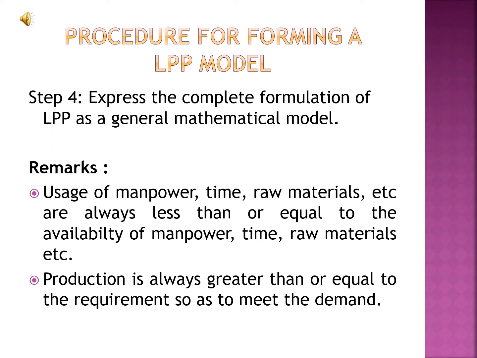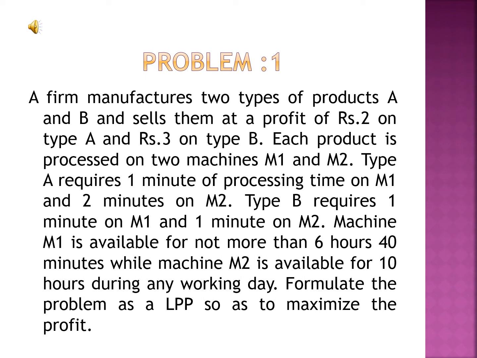Next, we see some remarks. The usage of manpower, time, raw materials, etc. is always less than or equal to the availability of manpower, time, as well as raw materials, etc. Second, production is always greater than or equal to the requirement so as to meet the demand. Now we see some problems.